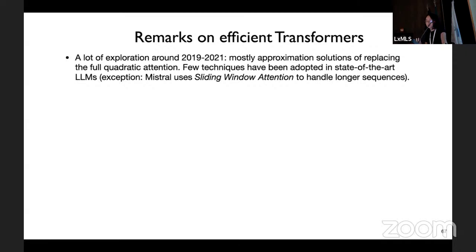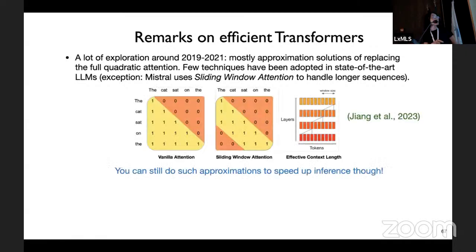State-of-the-art large language models are still mostly focused on using the full attention matrix. But there's one exception here: the Mistral model actually uses sliding window attention to handle longer sequences. So they only consider the attention entries within a fixed window size. I think the reason is that if you do the approximation for efficiency, you have to compromise the performance quite a bit. So there is always a trade-off.